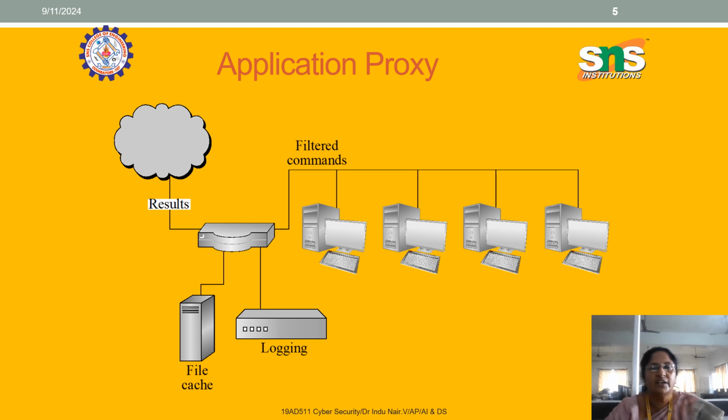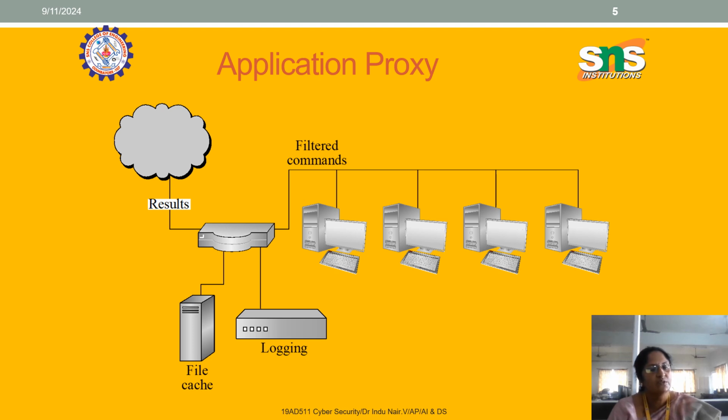Then we have the application proxy. The packet filter looks only at the header of the packet, not at the data inside the packet. Whereas in application proxy, the packet filter would pass anything to the port, assuming it matches its screening rules.